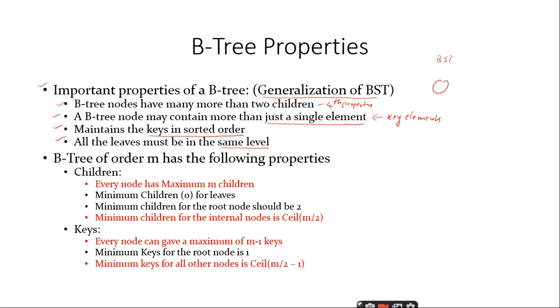Multiple number of keys for a single node, sir. Super, right. We can have more than one key inside a node. Next property. All leaves should be at the same level, sir. All leaves should be at the same level, right? That means you are keeping the height of the B tree as low as possible, right? And one more important property.